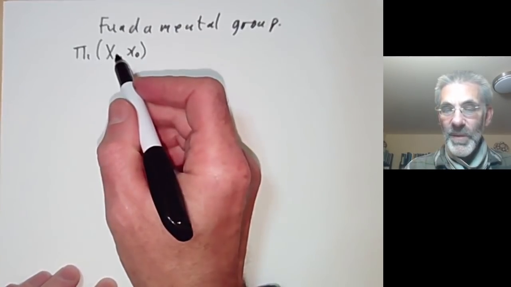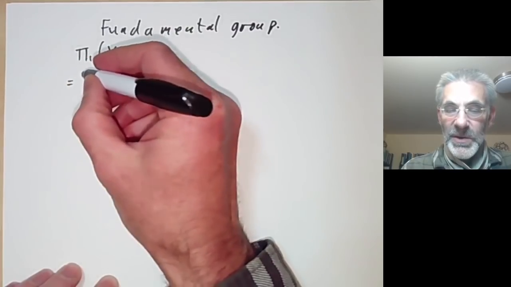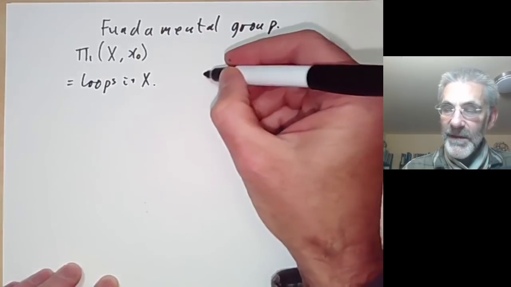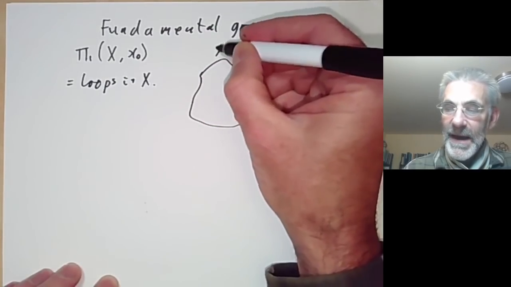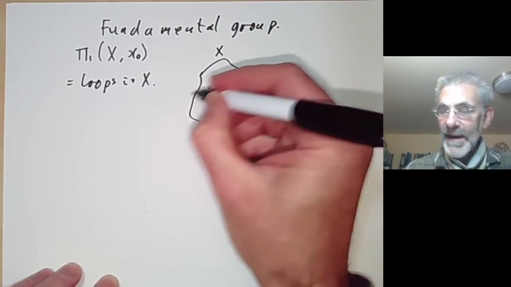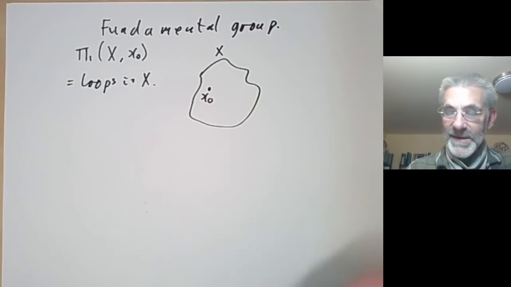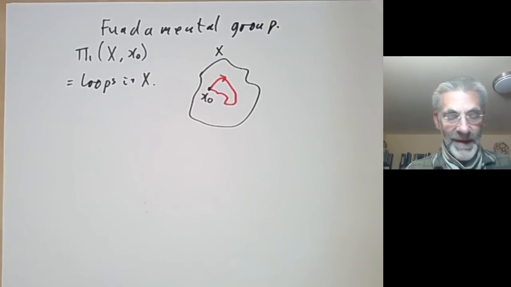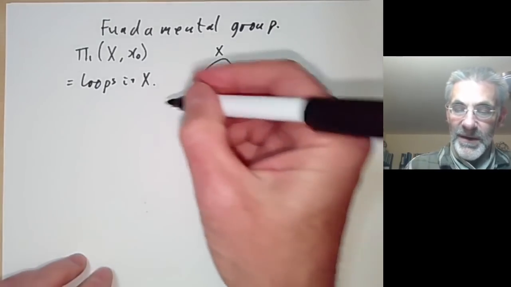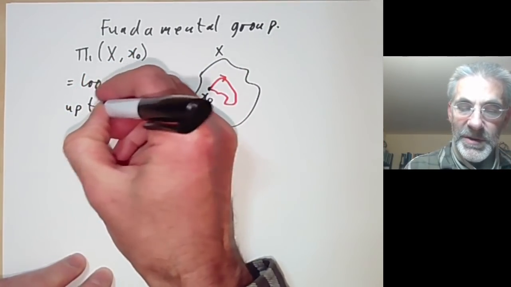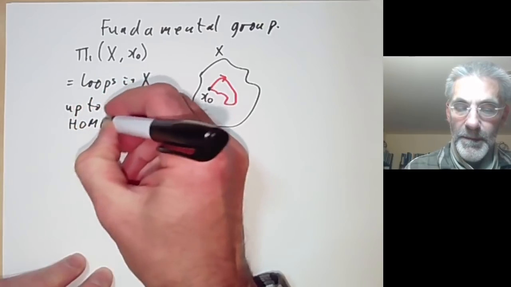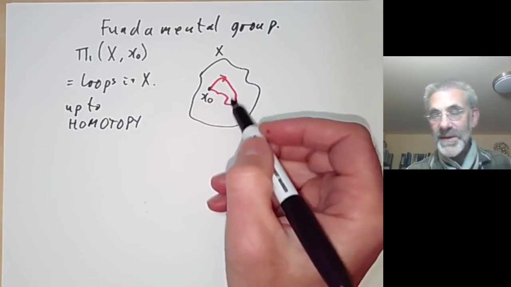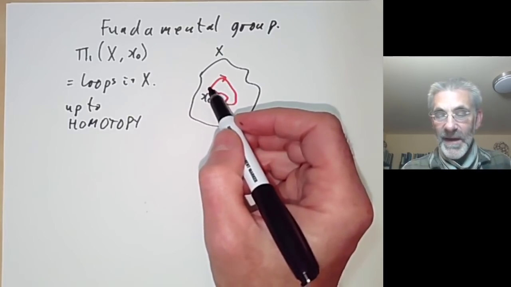So I'll just recall what this is. This is just the loops in x that start from the point x0 and end up in x0. So a typical element of the first homotopy group might be like that, except these loops are in x up to homotopy. You remember, roughly speaking, this means two loops are considered the same if you can slide one to the other.